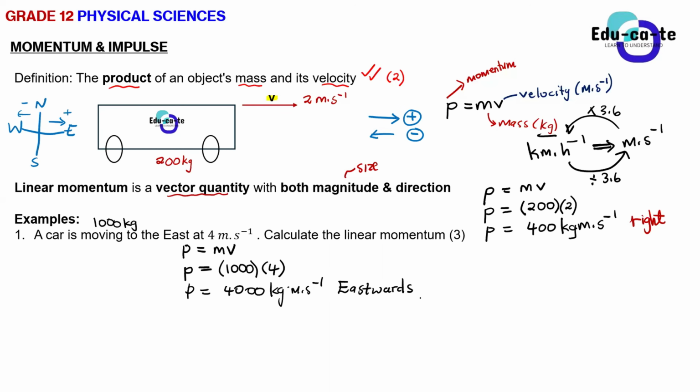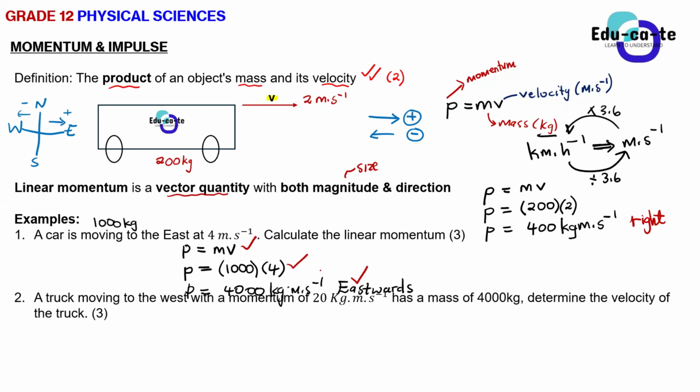So this is 4,000 kilograms meter per second towards the east, or you can say eastwards. All right. When they are marking here, they basically just want the formula, the substitution, and the answer with direction. When the answer doesn't have the direction, it is incorrect. So there is no need to really do number 2 because it's really the same thing.